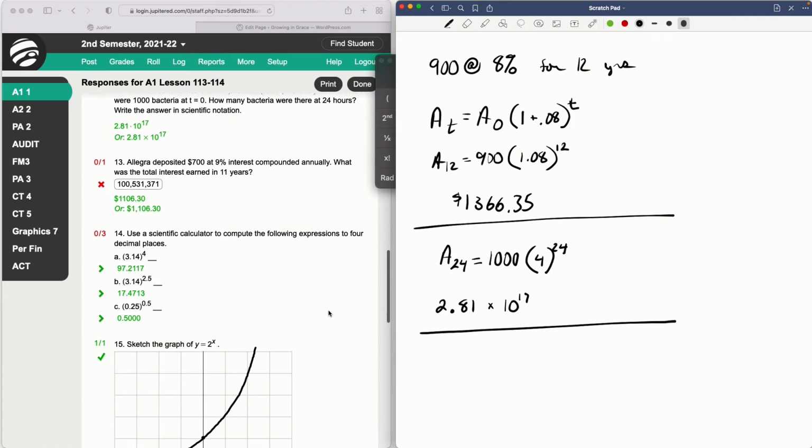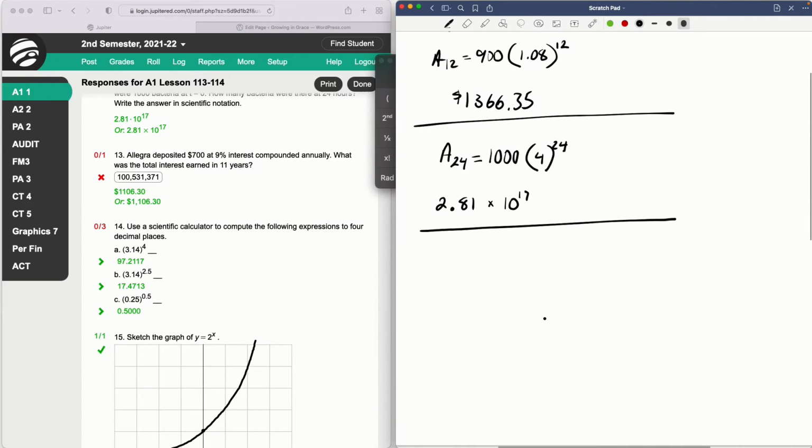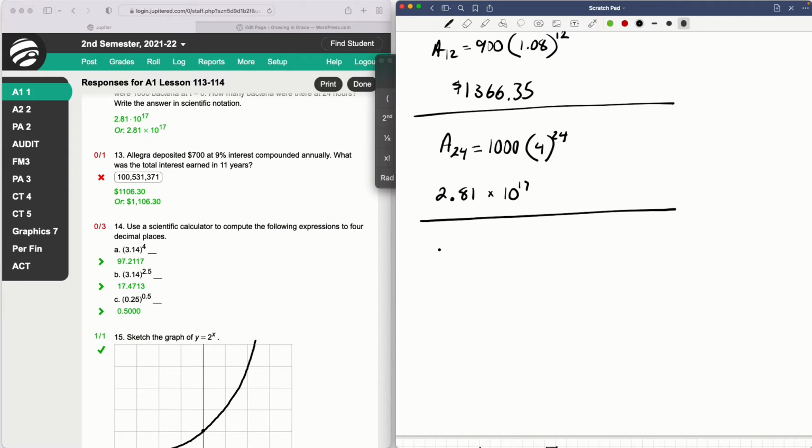So let's look at, here's another interest problem. Number 13, same type of thing. The total amount equals the original amount times 1 plus the percentage rate, raised to that amount of time. All right, so we'll rewrite it. We want what was the total interest? Again, we just want the interest in 11 years. So the amount in 11 years is equal to $700 times 1 plus 0.09, our interest rate, to the 11 years.